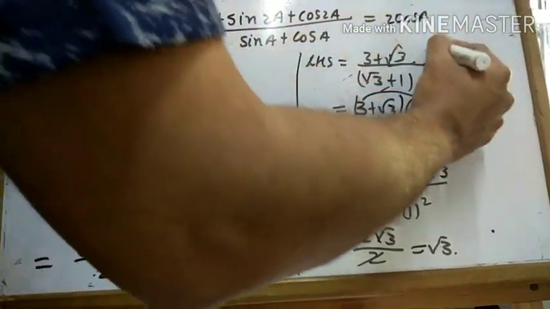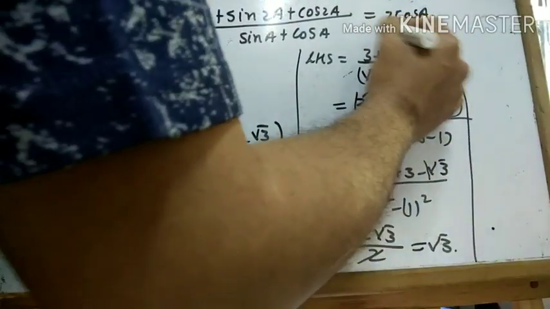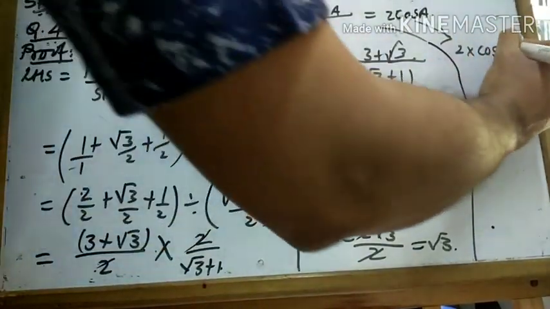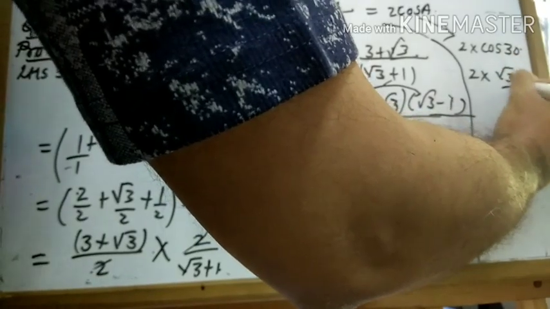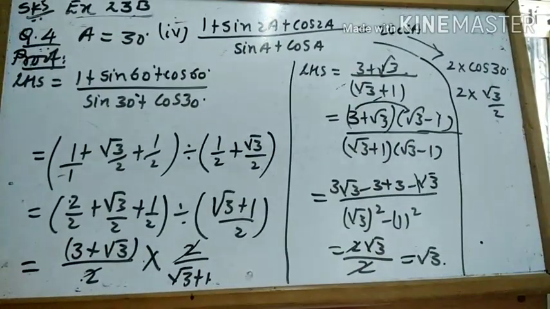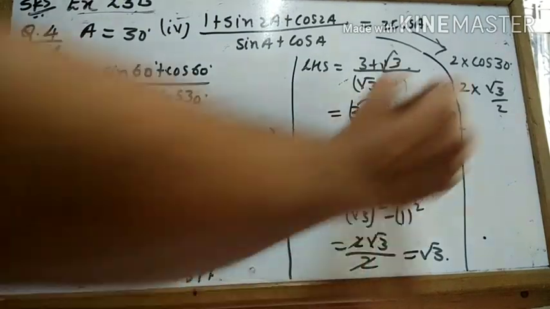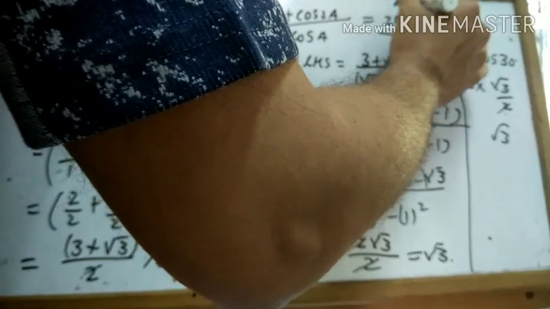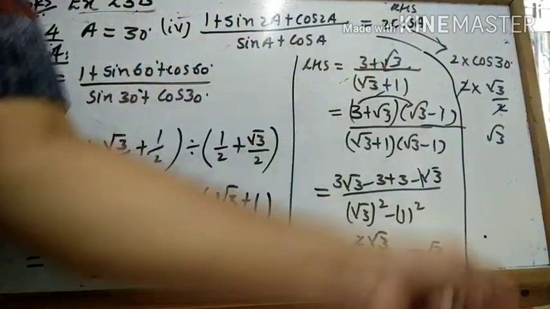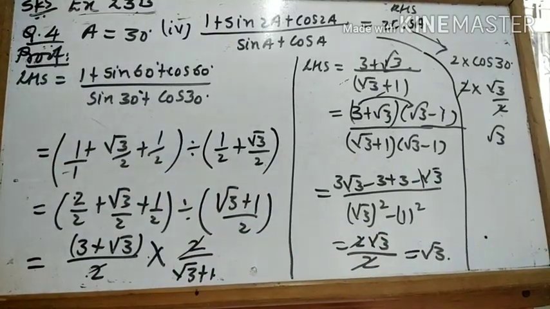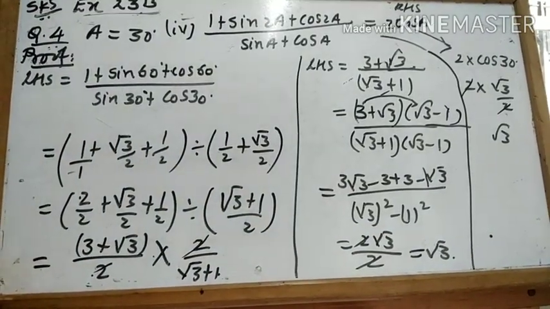Now if I look at the RHS, this is 2 into cos A. Cos A value is 30. So 2 into cos 30, the tabular value of cos 30 is root 3 over 2. This 2 and 2 get cancelled. RHS equals root 3. And this was a big calculation, root 3 over here. Fine. So our conclusion is LHS equal to RHS.